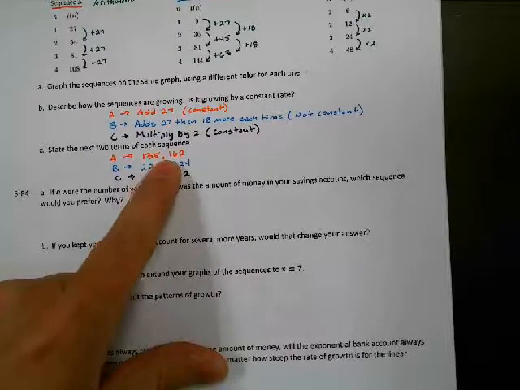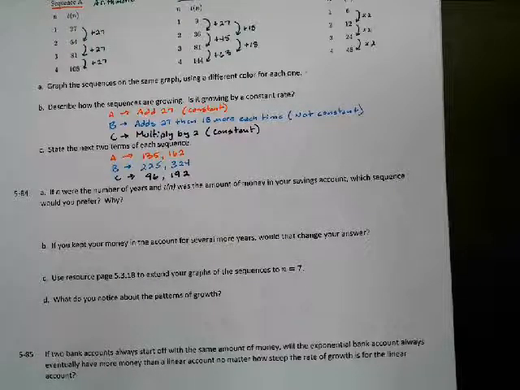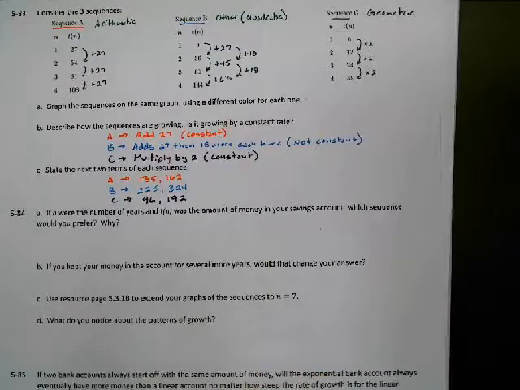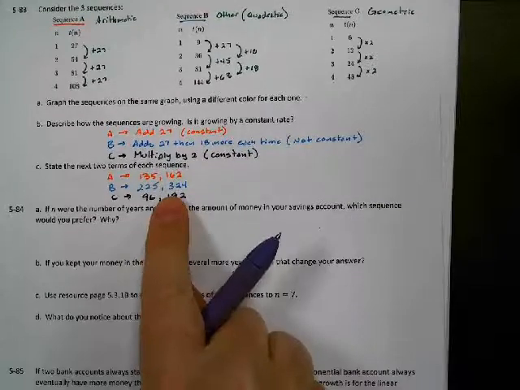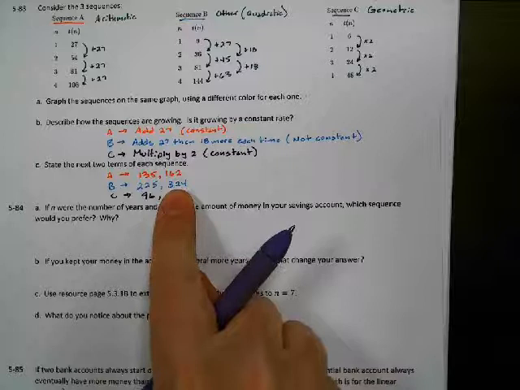Pretty good. All right, so what if n was the number of years and t of n, the nth term, was the amount of money in your savings account? Okay, so this is money, so this is real stuff now. So this is important. Which sequence would you prefer? Well, you might say it looks like B might be the one that I prefer because more money, better stuff, right? So we might say B would be the one that we prefer.